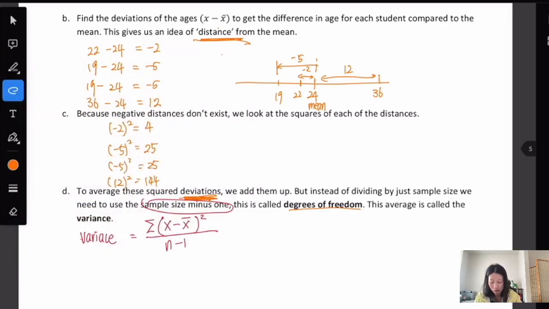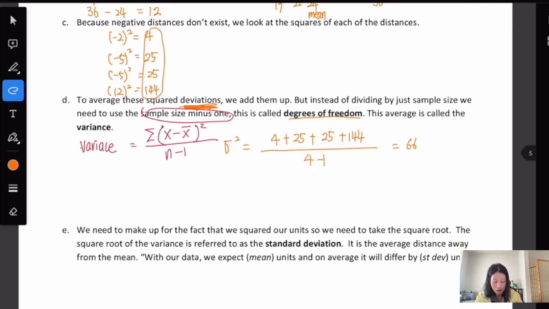Okay, so how do we do that? Now let's take a look. We already squared them. Here is the data. We just need to add them. We have 4 plus 25, plus 25, plus 144, divided by the sample size minus 1, which is divided by 3. So we have 66. So the variance equals 66. For variance, we use this notation.